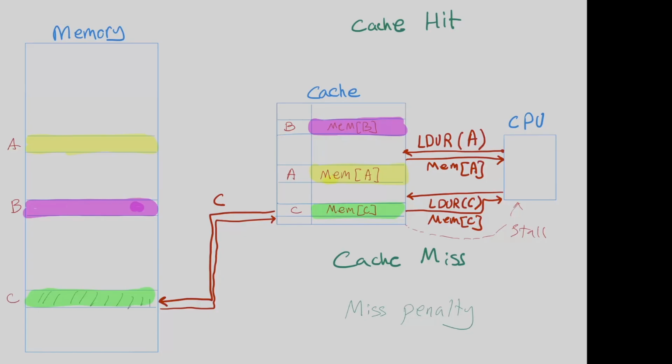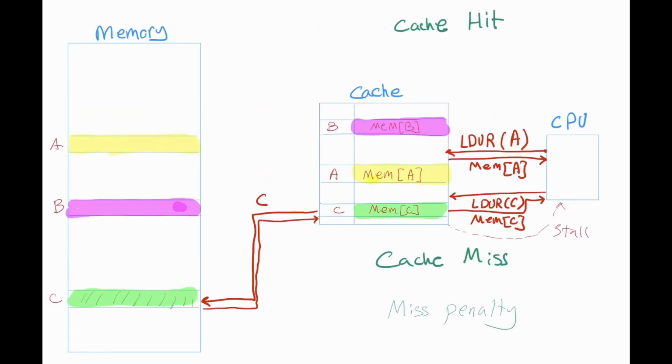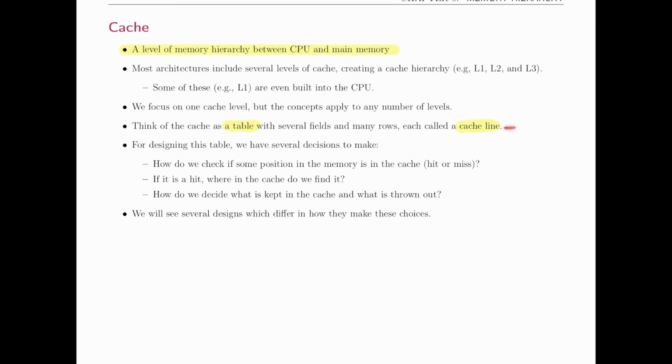In the next slide, a lot of the concepts that I just described are written out. Each row in this cache is called a cache line. So all of these positions are called cache lines.